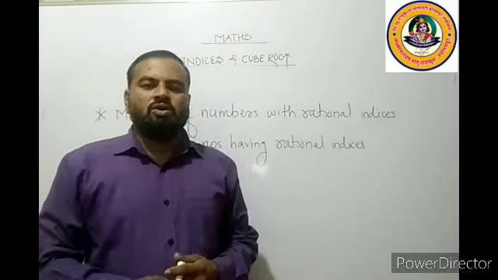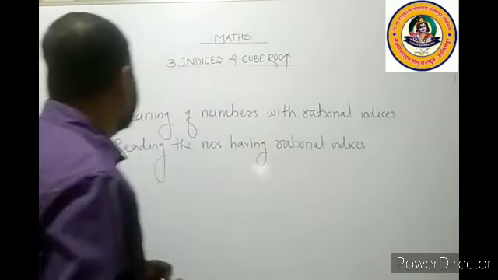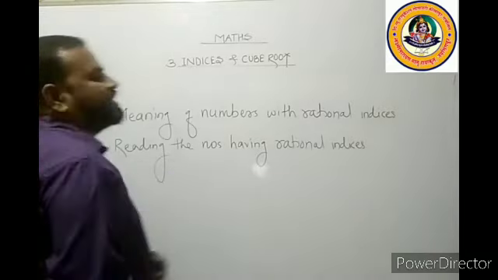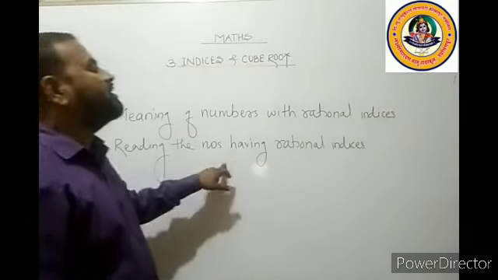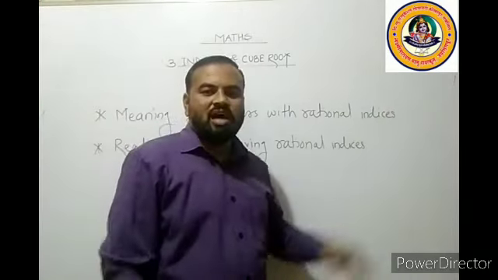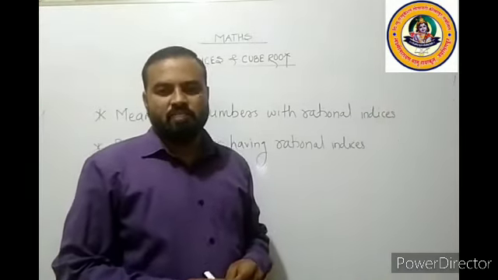Today we have seen the meaning of numbers with rational indices and reading the numbers having rational indices. I hope that you understand it better. Thank you.